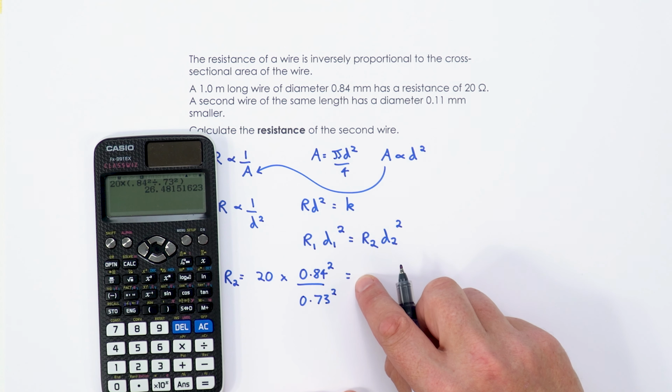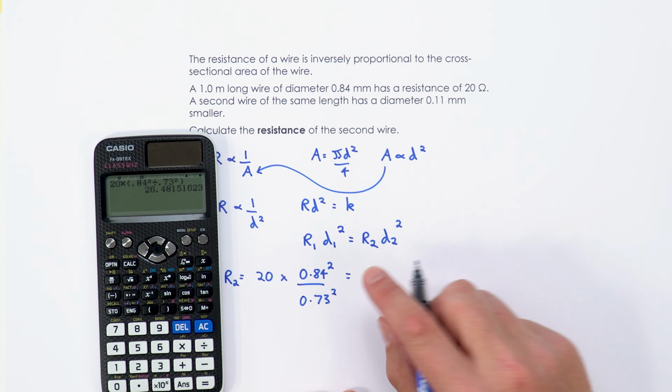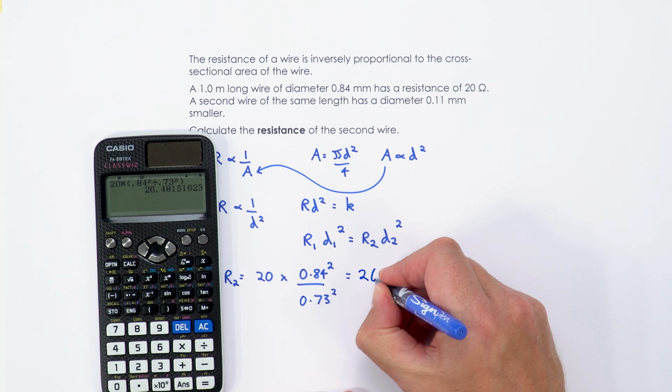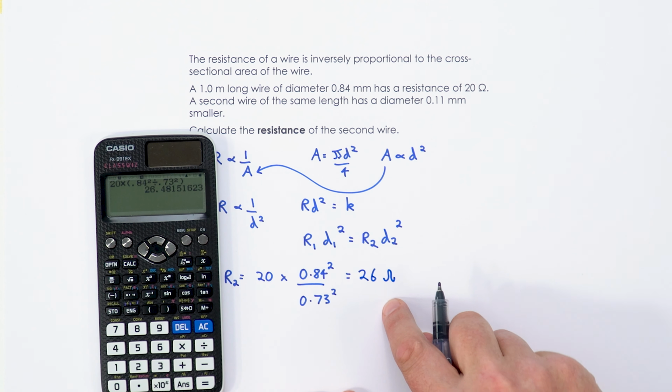This gives me an answer equal to 26.48, so that's equal to 26 ohms to two significant figures, and that's kind of what we expect. We've got something with a smaller cross-sectional area, so we'd expect it to have a larger resistance.